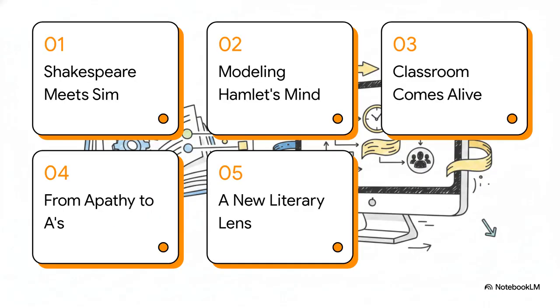All right, so here's our game plan. First, we'll get into why Shakespeare just wasn't landing with these students. Then, and this is the really cool part, we'll break down the system dynamics model that changed everything. We'll see how the classroom just lit up, look at the pretty dramatic results, and then we'll zoom out and explore what this could all mean for the future of studying literature.